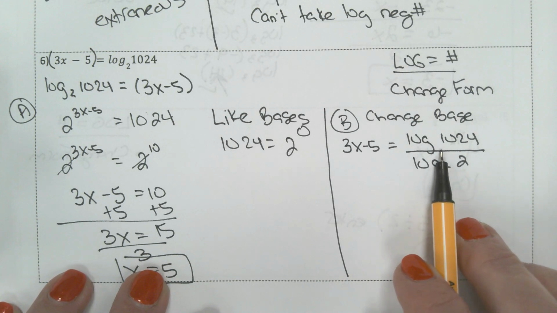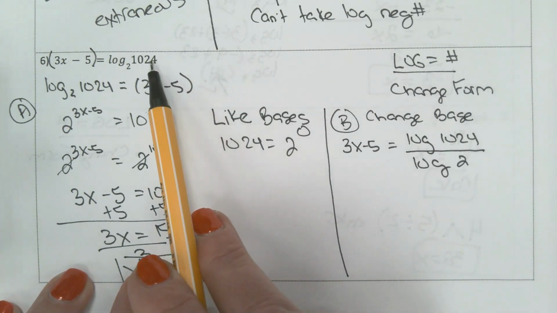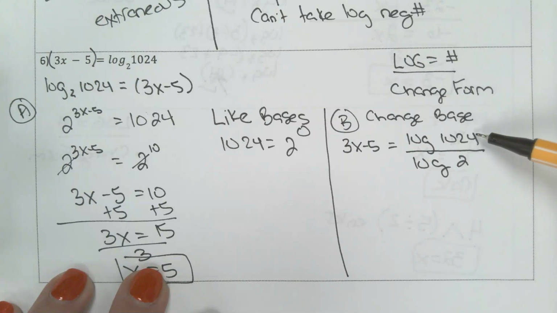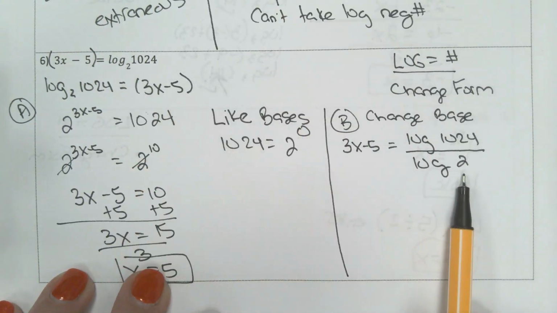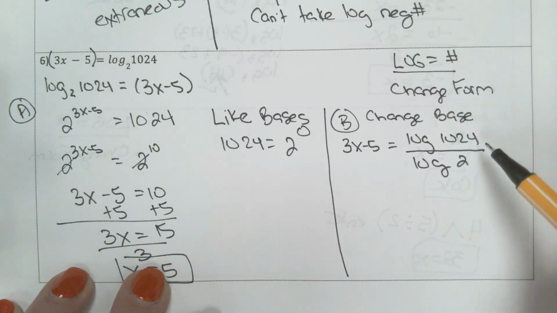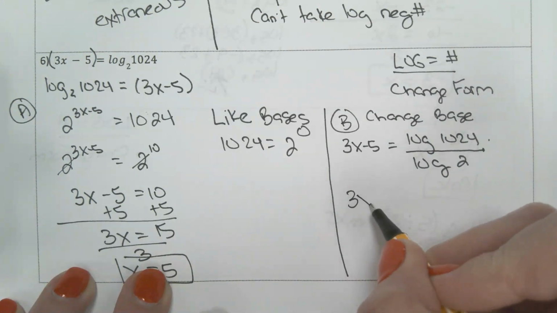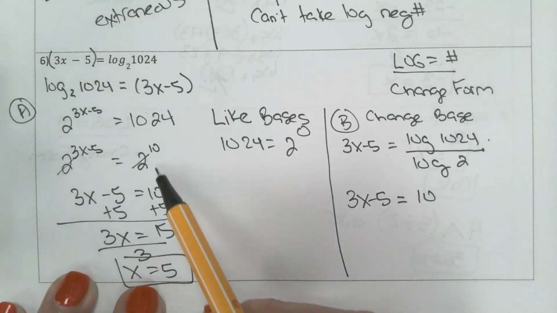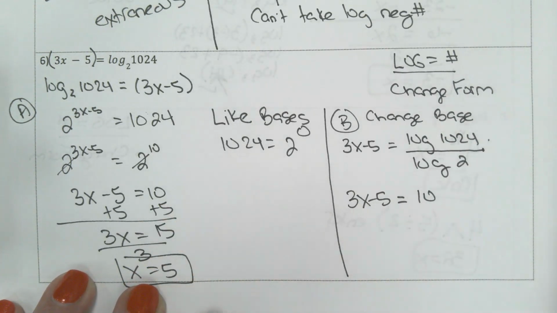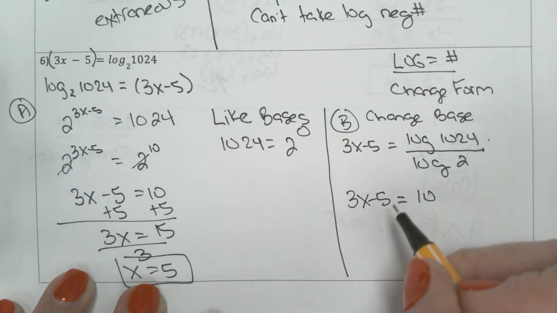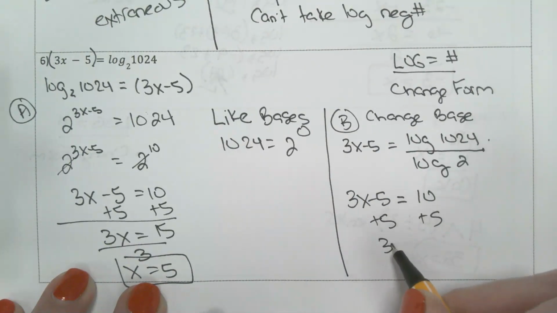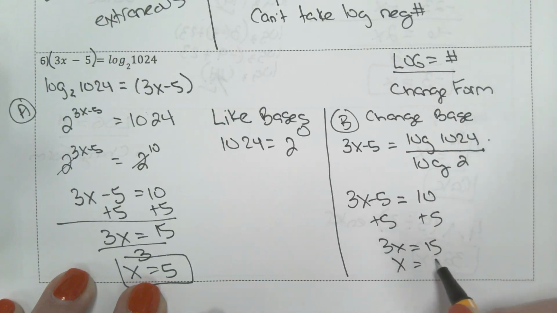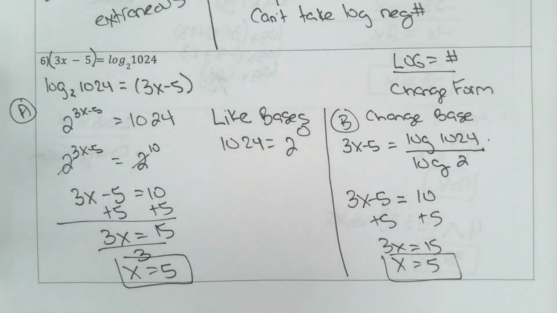So we changed it to a base of 10. You got to just know that the big number is bigger and it wants to stay on top, and the little base, it's just going to drop and go to the bottom. So in your calculator, go log of 1024, enter, divided by log 2, enter. And your calculator will come back and tell you that that is 10. Same thing that we got when we did it here using like bases. And then we're just going to go through the algebra. We're going to add 5 and divide and still get x equals 5 for a good final answer.